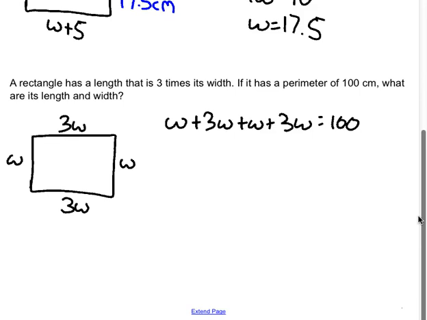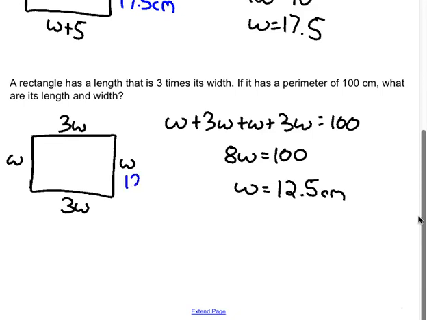All right, so W plus 3W plus W plus 3W, all of those are actually like terms. And you end up with an 8W there. So once I clean up my equation by combining all the like terms, now I'm going to do 100 divided by 8. That's going to give me 12.5 centimeters.